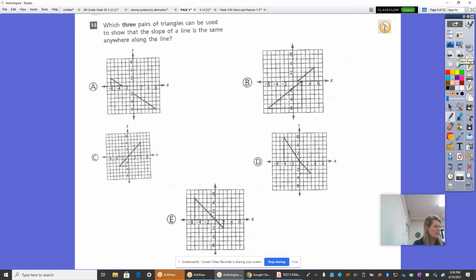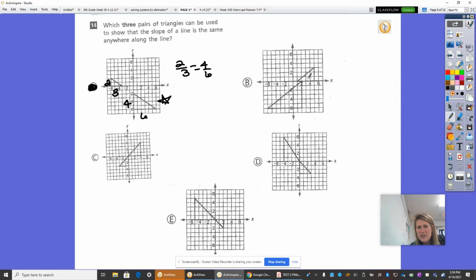So number 14. So we have to look at the y and x of each of these. This has a change of y of 2, so it's 2 over 3. And this one is a change of 4 over 6. And those two are equal, so this works. A works. For question B, this is 8.